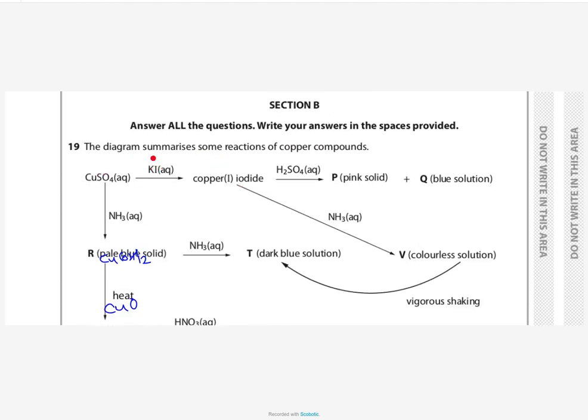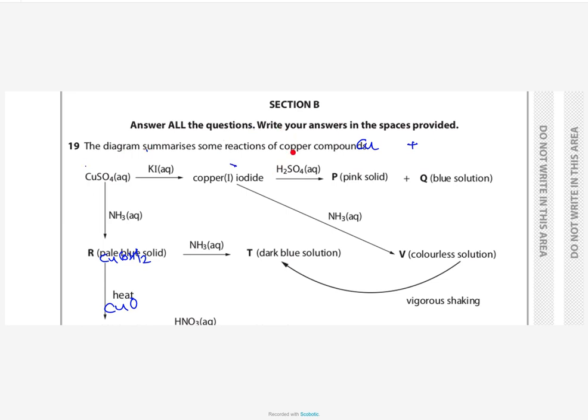And then KI with copper sulfate gives copper iodide, then with sulfuric acid, a pink solid. That has to be copper. Pink solid has to be a copper precipitate, plus the blue solution. Not aqueous copper sulfate, but copper 2 plus. Copper sulfate with potassium iodide gives copper 1 iodide.